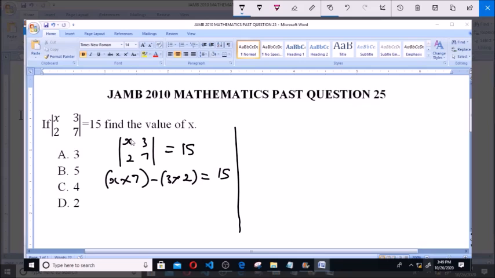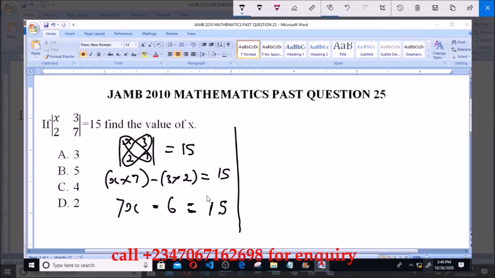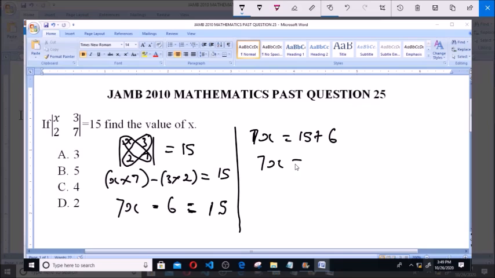If you look at what I did, I multiplied this with this, then I multiplied this one and this one too, then subtracted this one from this. That's how to find the determinant of a matrix. So from here I have 7x minus 6 is equal to 15, therefore 7x is equal to 15 plus 6. That means 7x is equal to 21.